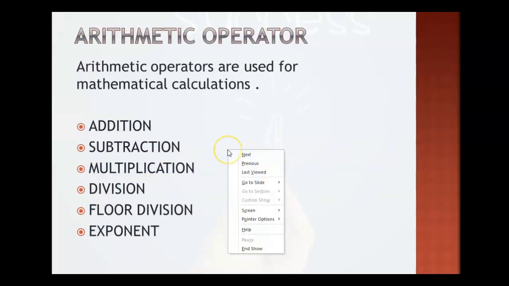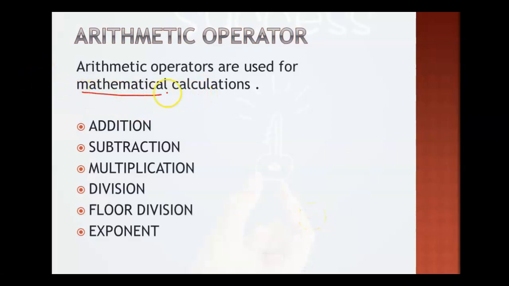In the next page we have the explanation for the arithmetic operator. Arithmetic operators are used for mathematical calculations. What mathematical calculations are there? We have addition, subtraction, multiplication, division and exponent. Exponent is also there. Division also has two types. So in detail we are going to cover the categorization of the arithmetic operator, starting from addition.